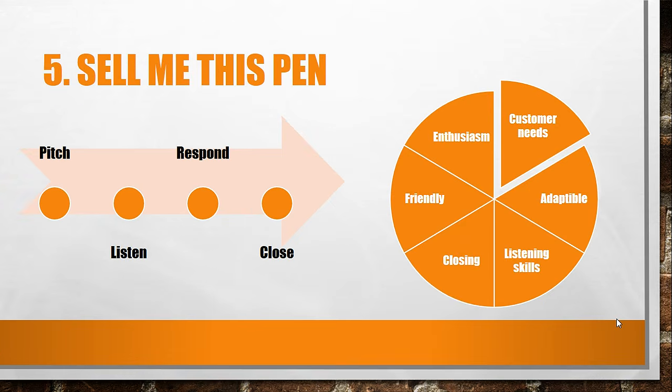And lastly, the classic sales question, which is "sell me this pen." It's not necessarily going to be the pen, because it's probably going to be something to do with the product that the company sells. So really make sure you know your stuff. And I've given you a basic pie chart of the elements that they want to see in your answer.